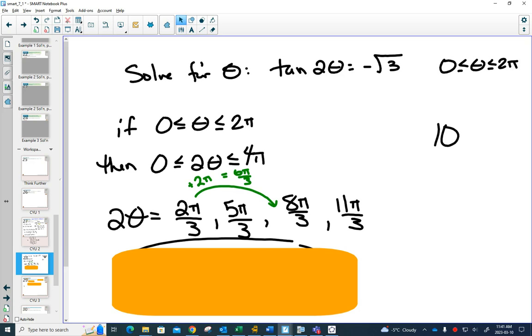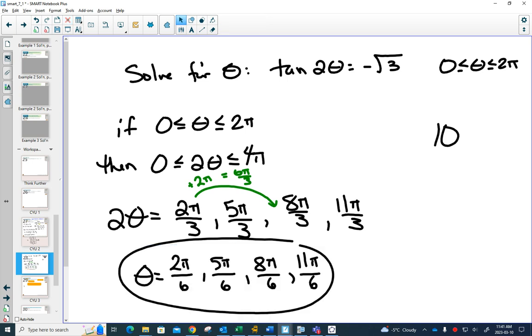And if you multiply something by half, all that's going to happen is your numerators are going to stay the same, and your denominators are going to get doubled. So I multiply 3 by 2, and I get all of my answers: 2 pi over 6, 5 pi over 6, 8 pi over 6, and 11 pi over 6. Yes, you could reduce some of those, but you don't have to.